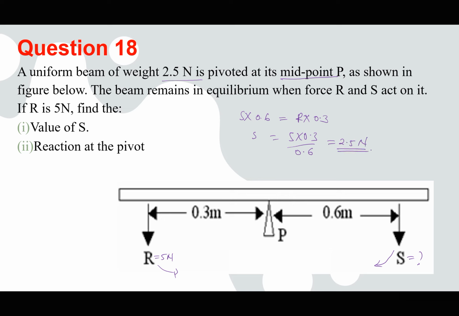Then find the reaction at the pivot. The reaction acts vertically upwards on the beam. So the reaction is going to be R plus S, which will be 5 plus 2.5. The reaction is going to be 7.5 newtons. So that will be the reaction.